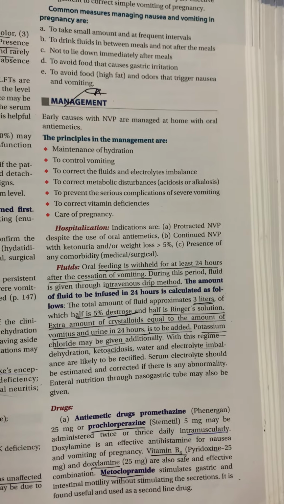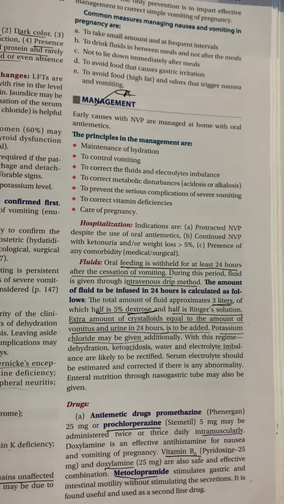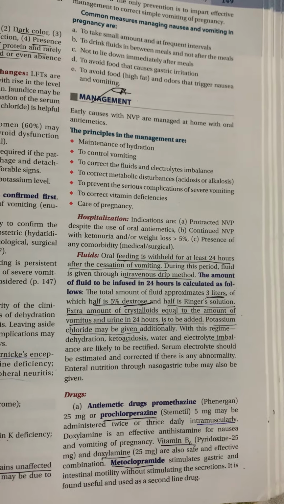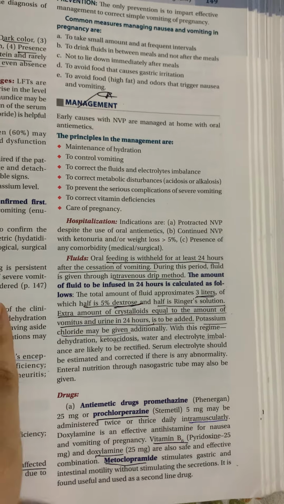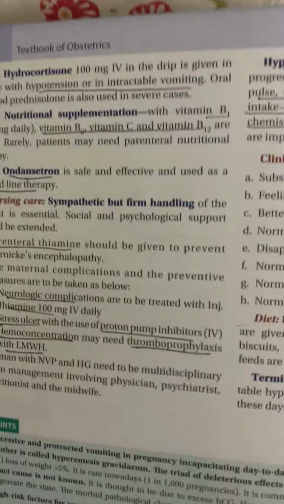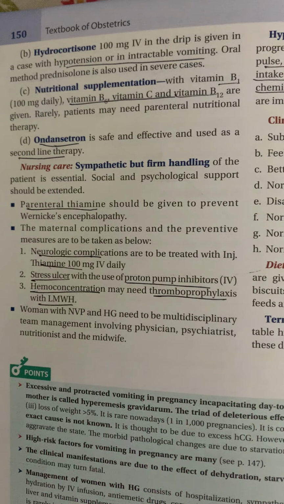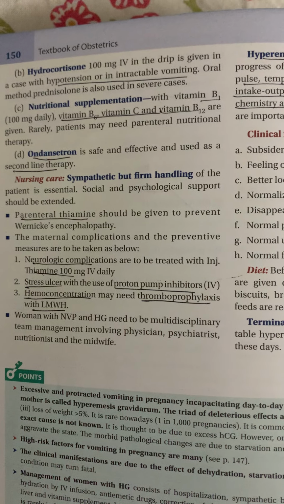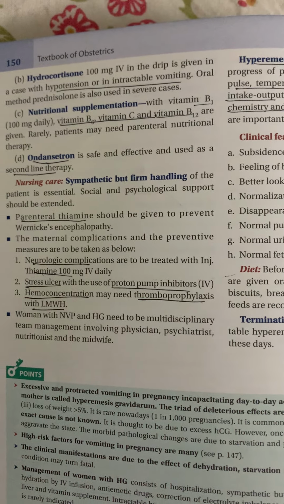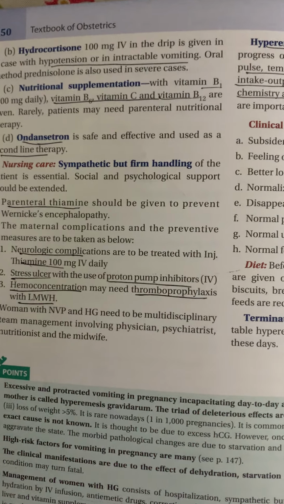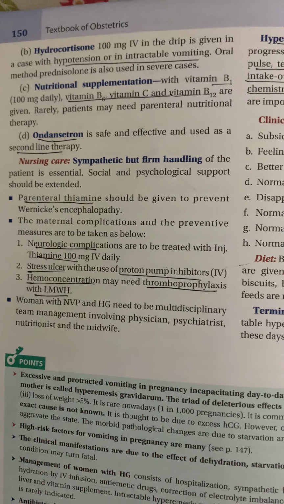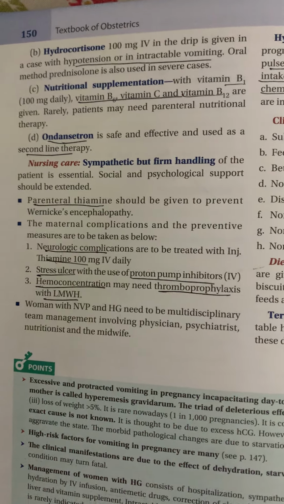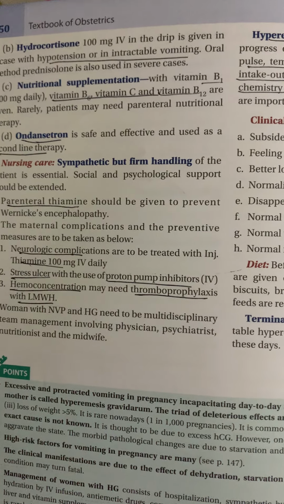And we can give drugs. Since there is vomiting, we have to go for anti-emetic drugs. So we give drugs like prochlorperazine, promethazine, metoclopramide. We also add doxylamine, vitamin B6, and hydrocortisone might be given for hypotension in case of intractable vomiting. Ondansetron is a second line therapy, and vitamin B1, B6, B12 and vitamin C supplementation. So mainly antiemetics like prochlorperazine, ondansetron, doxylamine are given. Hydrocortisone is given just to improve hypotension.